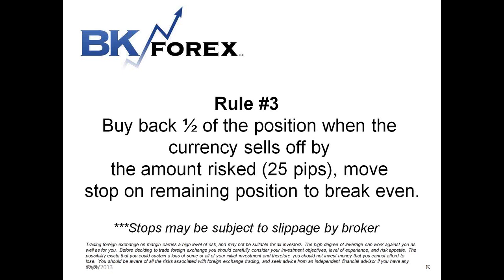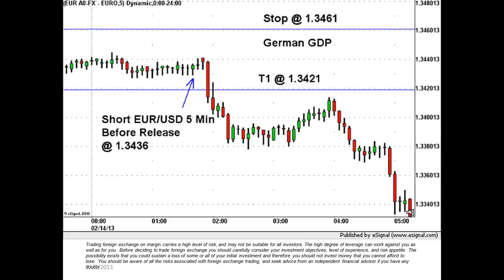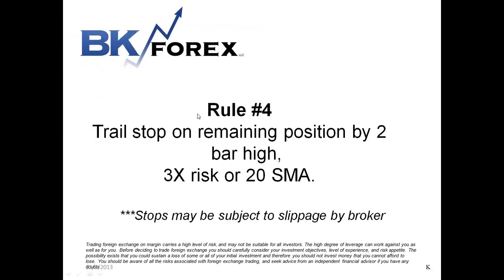Another way of trading, which allows you to enter into a position and then milk it for all it's worth, is by doing what we call a half and half. The idea is that you cover half your position when the amount of risk is covered. So if you risk 25 pips, your first target is 25 pips. Once you make 25 pips, you go to break even, right? Now you've covered half your position. And then you can trail your stop by a couple of various methods.